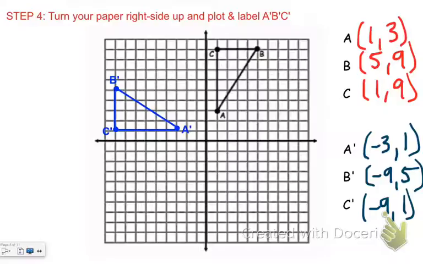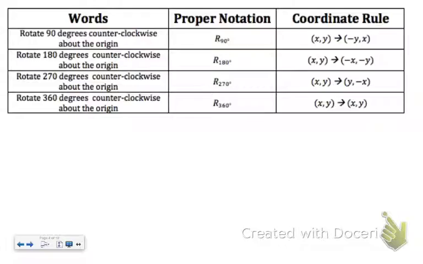And the final step that you're going to take in identifying the coordinates of the rotation is actually plotting it in your coordinate plane. So for step 4, you are turning your paper right side up and plotting and labeling A prime, B prime, and C prime. And what you end up with is this blue triangle in the second quadrant, and it's been rotated 90 degrees counterclockwise.